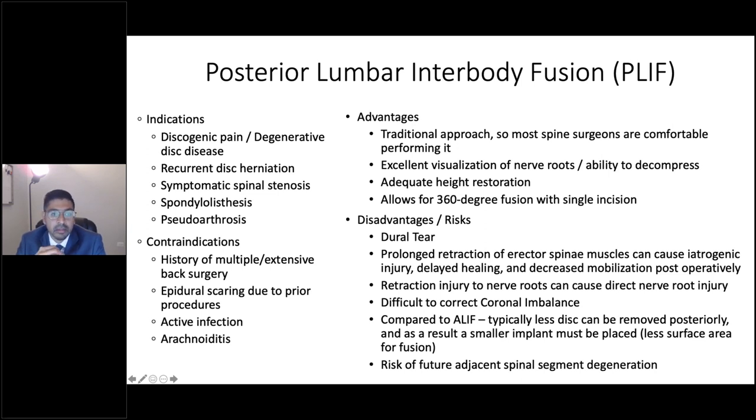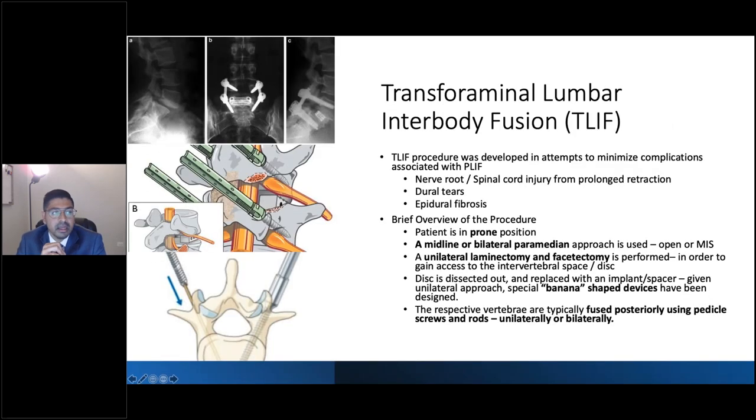Similarly, in the posterior lumbar interbody fusion, patients have more difficulty correcting coronal imbalances, and there's higher rates of adjacent level disease in the future. Next slide, please. The next approach that I want to discuss is the transforaminal lumbar interbody fusion. This is a modified version of the posterior approach created to mitigate the complications of the posterior approach.